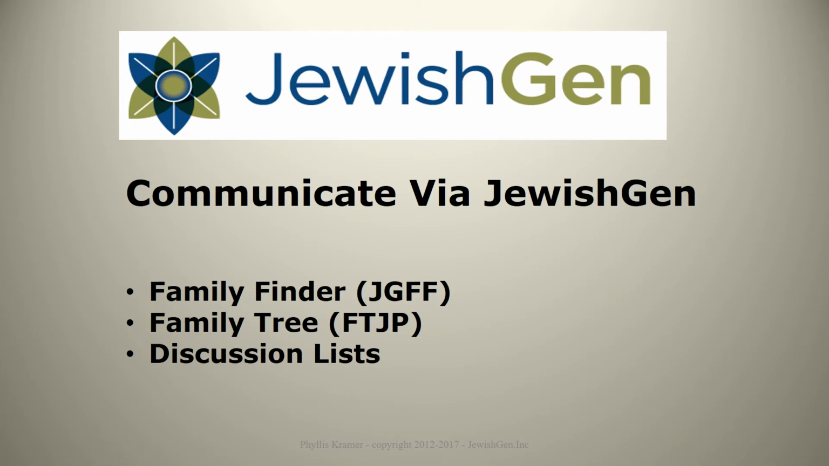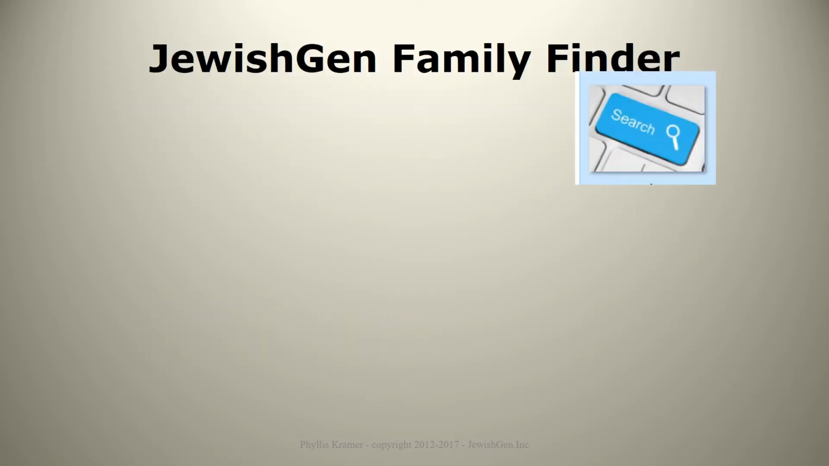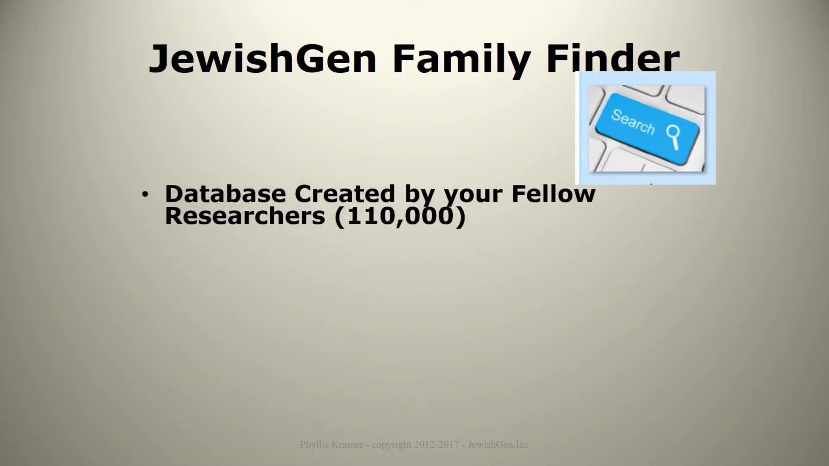JewishGen is designed to help you communicate with fellow researchers. We have 3 communication vehicles: JewishGen Family Finder, Family Tree of the Jewish People, and our discussion groups. In this short video, I will explain the best communication tool JewishGen has to offer: our JewishGen Family Finder, our researcher database. The JewishGen Family Finder was created by your fellow researchers.